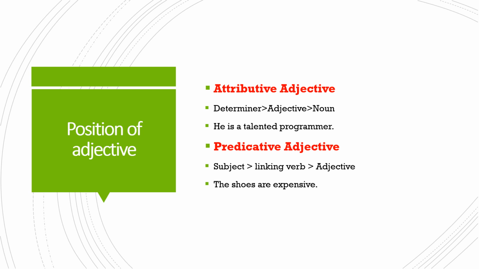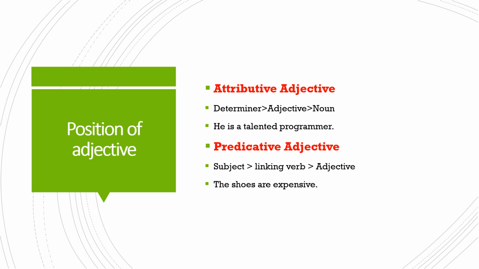For example, he is a talented programmer. Over here, a is a determiner, talented is an adjective, and programmer is a noun. So this is how, through the position of an adjective within a sentence, you can identify an adjective.